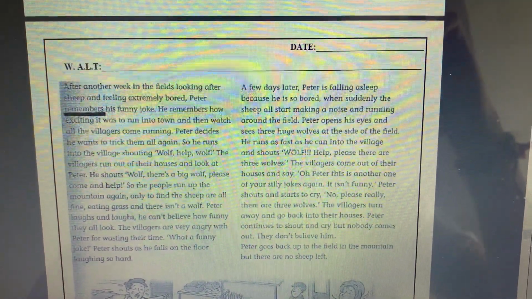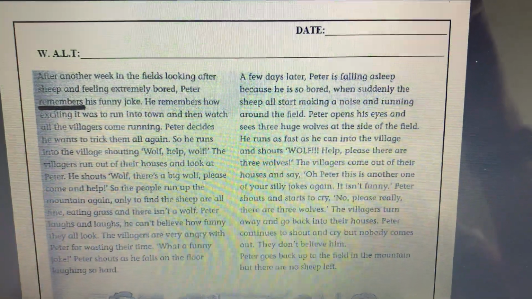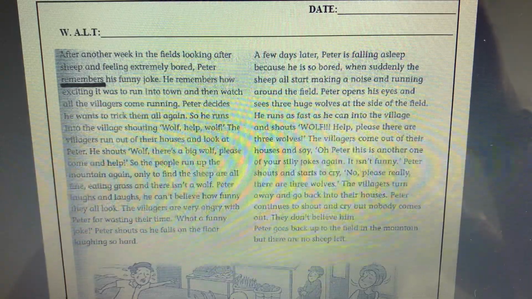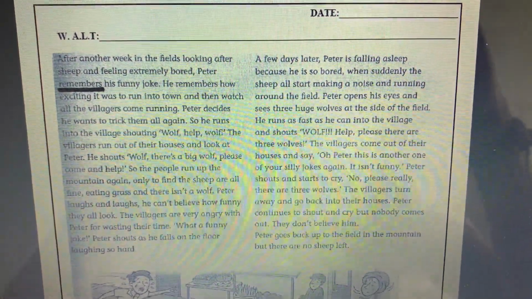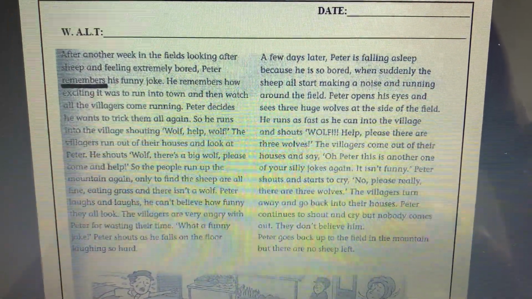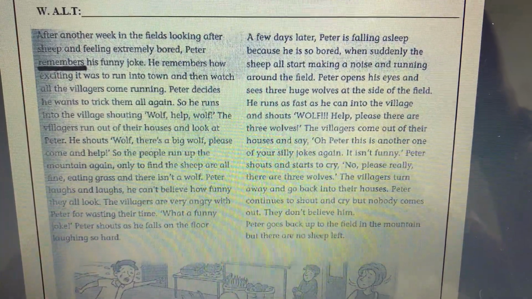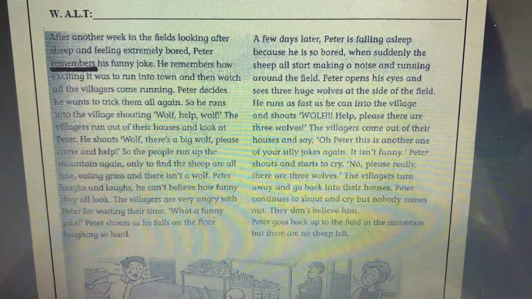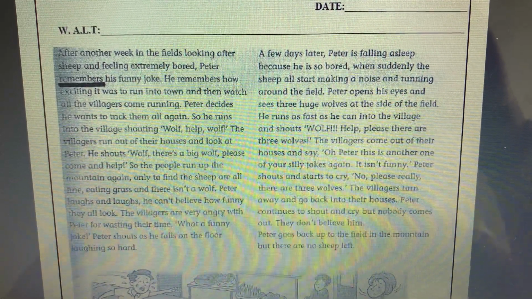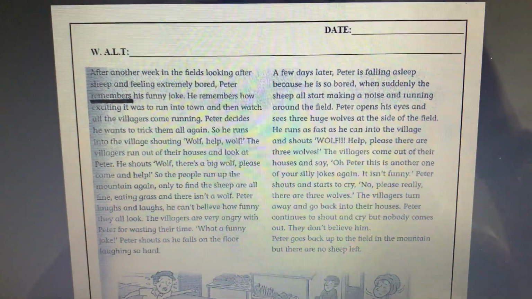A few days later, Peter is falling asleep because he is so bored, when suddenly the sheep all start making a noise and running around the field. Peter opens his eyes and sees 3 huge wolves at the side of the field. He runs as fast as he can into the village and shouts, "Wolf! Help, please! There are 3 wolves!" The villagers come out of their houses and say, "Oh, Peter, this is another one of your silly jokes again. It isn't funny." Peter shouts and starts to cry, "No, please, really, there are 3 wolves." The villagers turn away and go back into their houses. Peter continues to shout and cry, but nobody comes out. They don't believe him. Peter goes back up to the field in the mountain, but there are no sheep left.